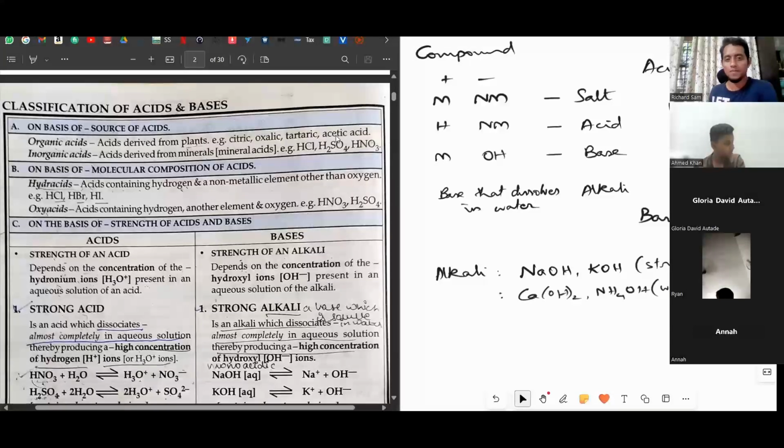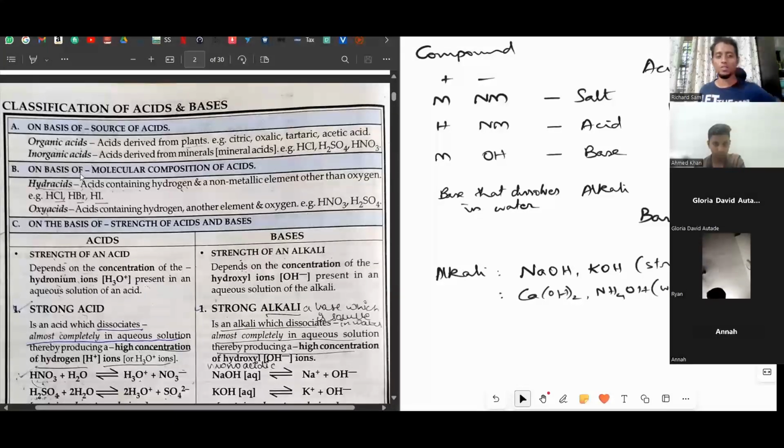Okay. All right. Then inorganic acids are not from plants or animals. They are from minerals. Means you get them from nature, from rocks or whatever. You make these acids using some other elements. So these are the three inorganic acids, and we know that they are very strong.